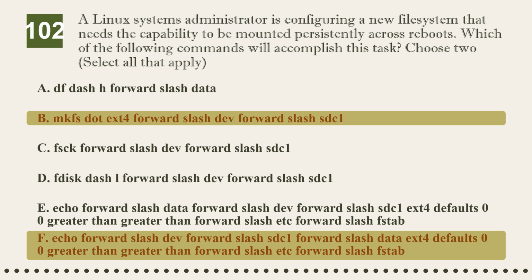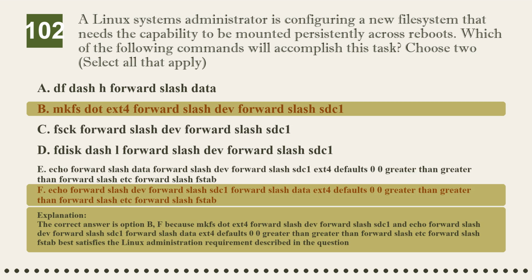The correct answers are mkfs.ext4 /dev/sdc1 and echo /dev/sdc1 /data ext4 defaults 0 0 >> /etc/fstab, because they best satisfy the Linux administration requirement described in the question.